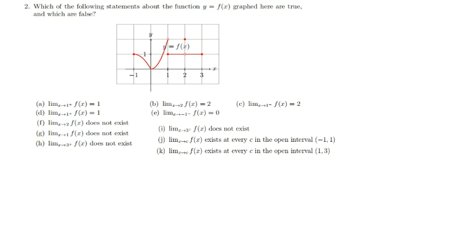Let's see. Limit as x approaches 1 from the right side is equal to 1. As we are getting closer to 1 from the right side, is the value of y 1? From this point, as we are getting closer to 1, the y value is indeed 1. So this is true. What else?